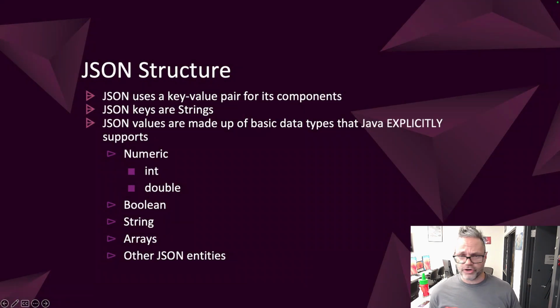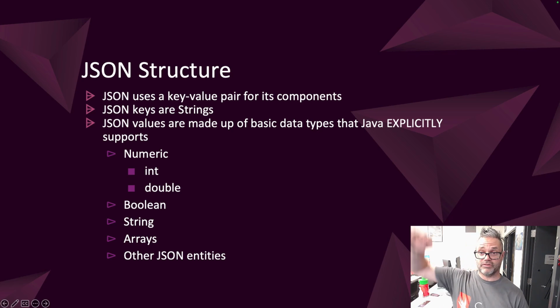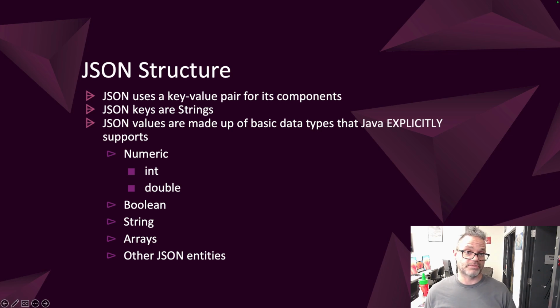So the JSON structure, if you haven't seen it before: JSON uses a key value pair for its components, and JSON keys are all strings, and the JSON values are made up of basic data types that we explicitly support here in Java. So we have numeric data types like int and double, easy peasy, Boolean, and then string and arrays. And the arrays can be, of course, any of those other types of things. We can also have other JSON entities for nested JSON data types. We'll take a look at that in another advanced video, but for the basic idea right now, we're going to talk about the basic JSON structure so we can work with it.